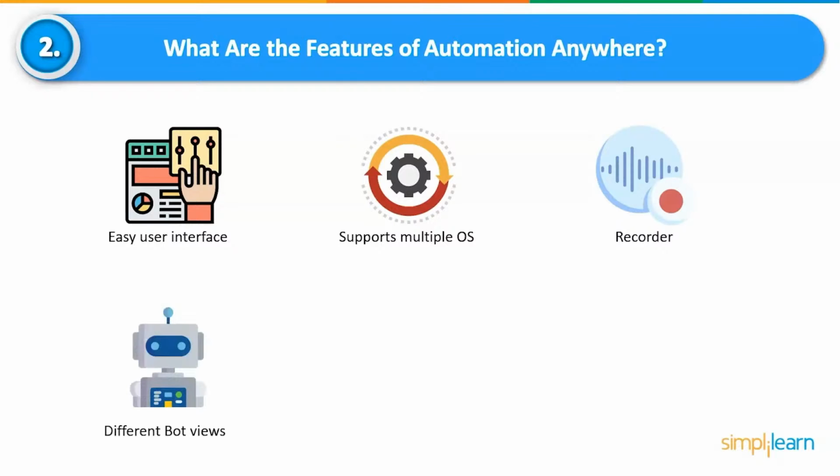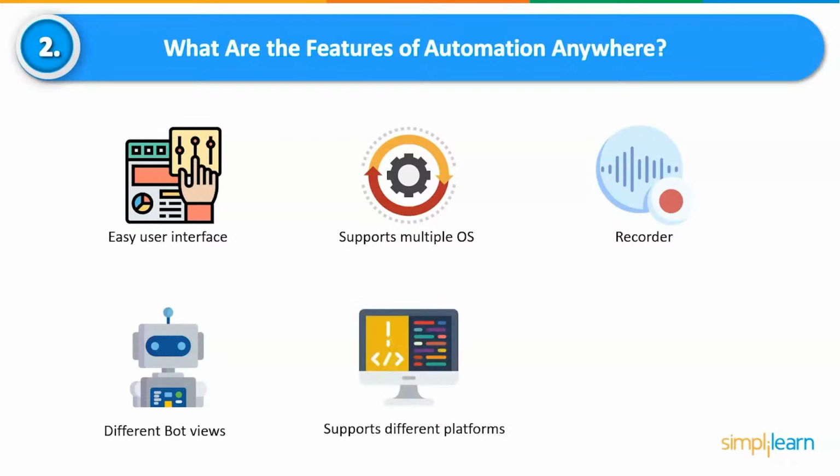It consists of different bot views for collaboration: flow view for business users, list view for developers, and dual view for collaboration. Automation Anywhere supports languages like JavaScript, Python, and VBScript, as well as advanced variable capabilities. Another key feature is its versatile architecture that allows for the addition of new command packages.